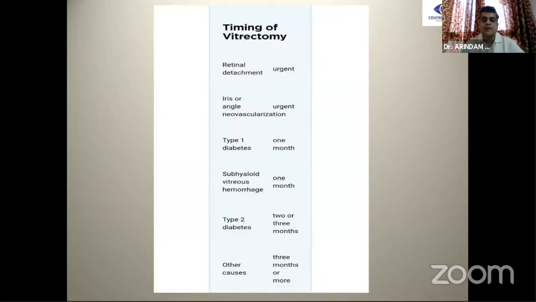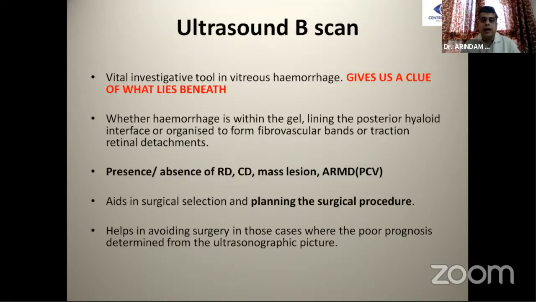Timing, of course, is urgent if there is associated RD or neovascularization. But in other cases, we can wait for a period of 1 to 3 months. The ultrasound is a very important investigative tool because it gives us a clue of what lies beneath. So it indicates the presence or absence of an RD, of a TRD, of a CD, a mass lesion, or ARMD, especially the PCV variety.